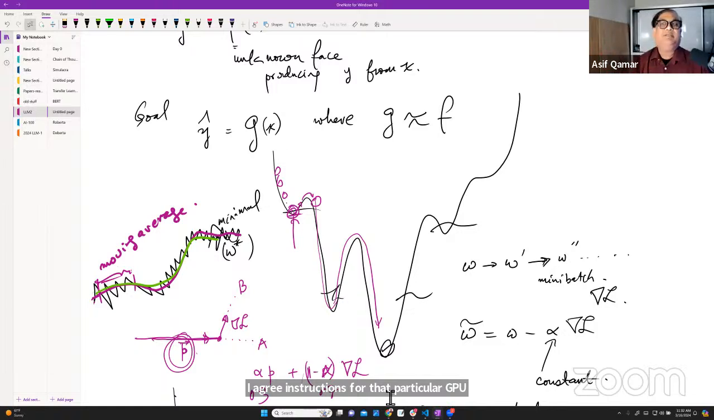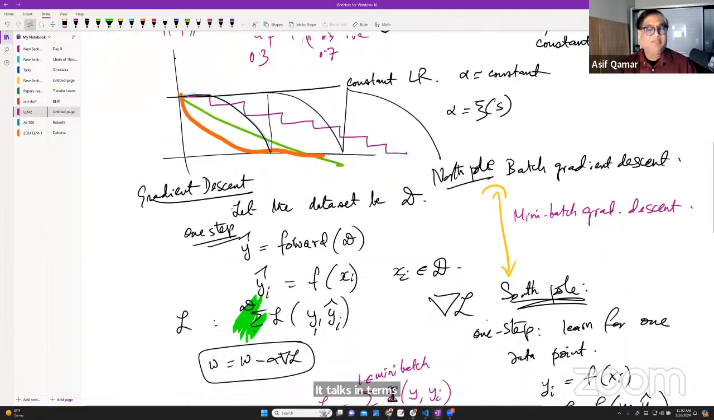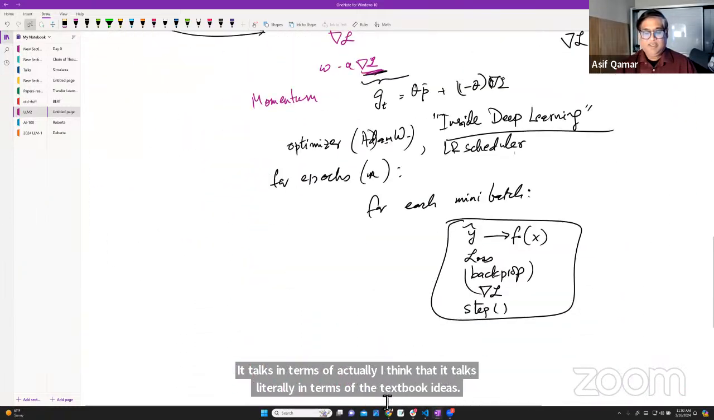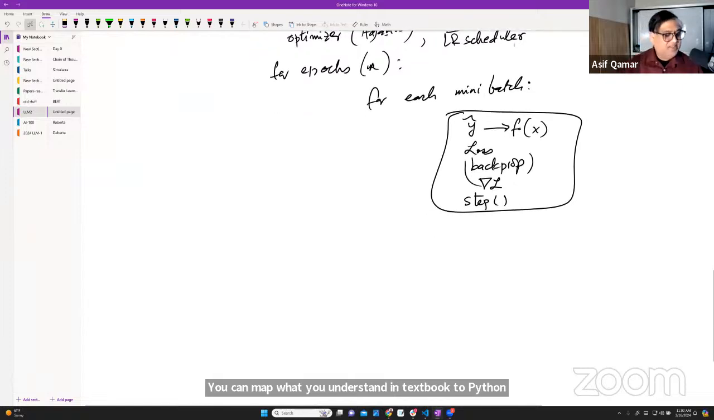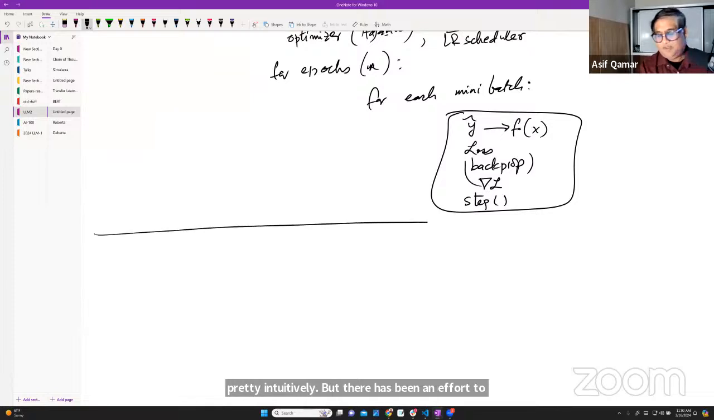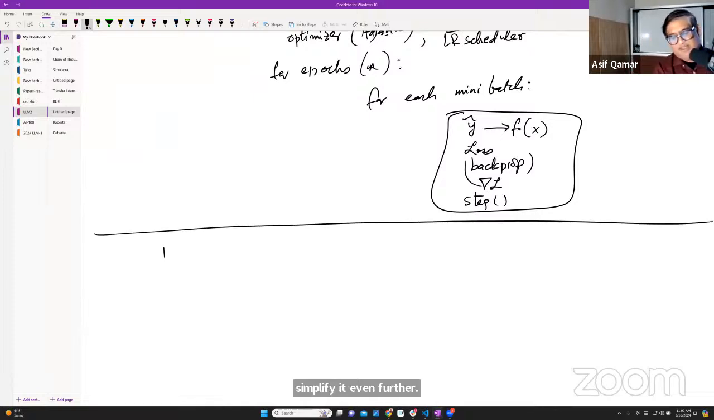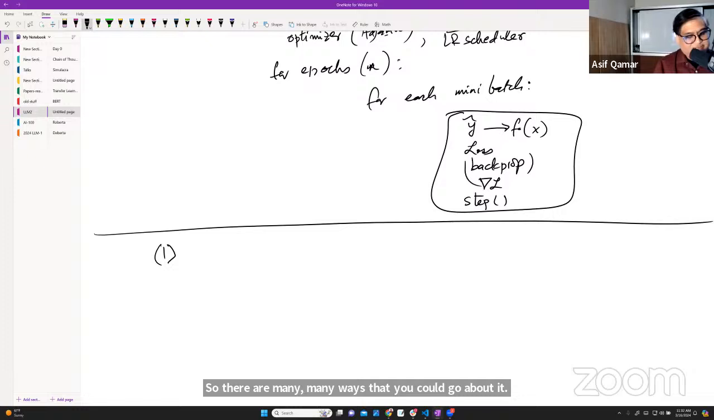And if you look at PyTorch, it's a pretty high-level API. I think it talks literally in terms of the textbook ideas. You can map what you understand in the textbook to PyTorch pretty intuitively. But there has been an effort to simplify it even further. So there are many, many ways that you could go about it. There are some of these that I will just mention today, which are worth noting.